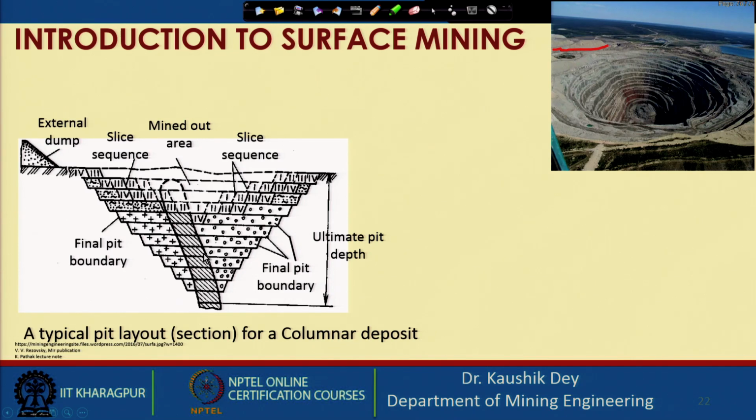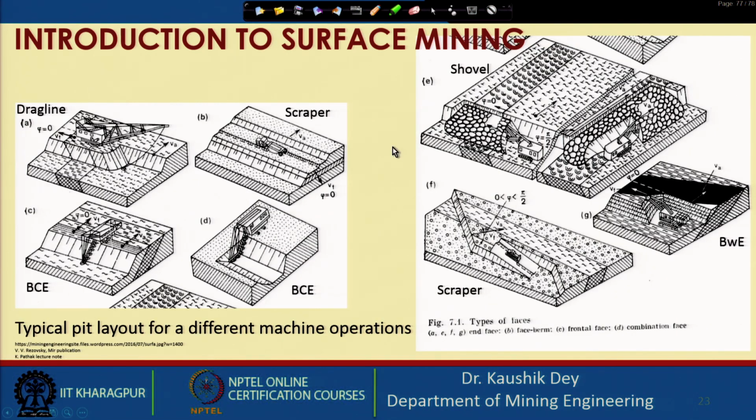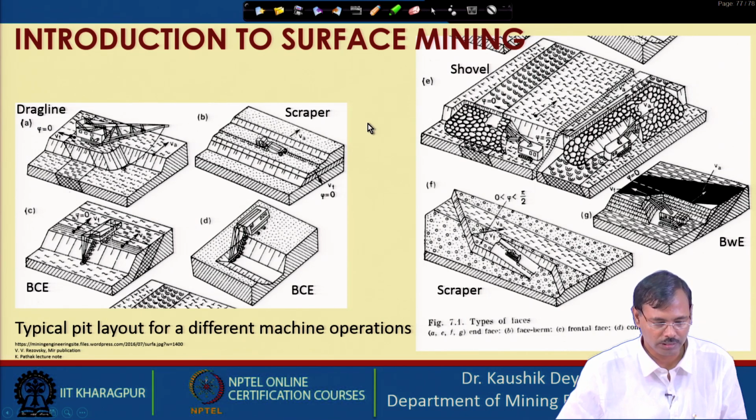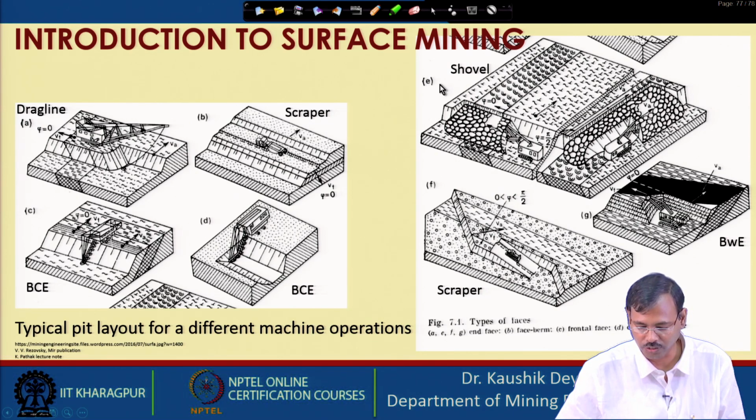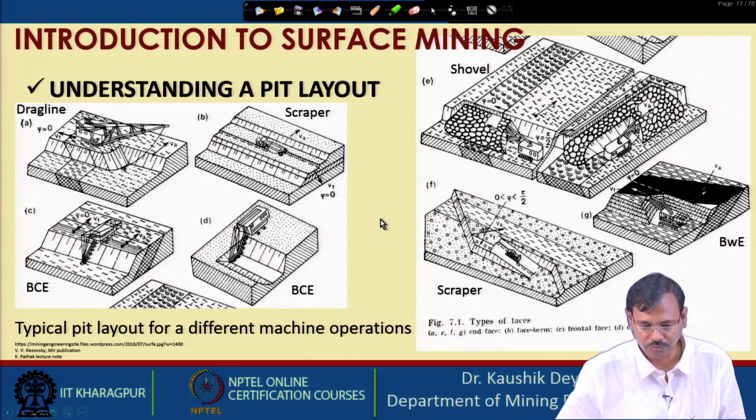This is for the columnar deposit, how it can be carried out. This is a simple example of this one. You can see the outside dumping is carried out in this case also. The outside dumps are placed at this position. This is the layout for operation of different machines: dragline, scraper, bucket chain excavator, shovel. So, these are the different layouts.